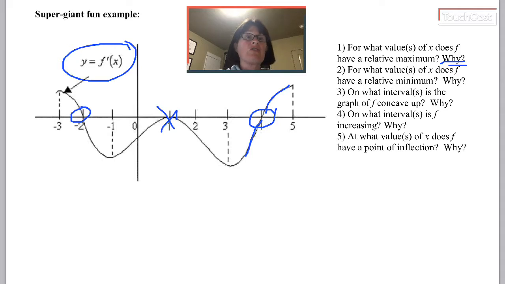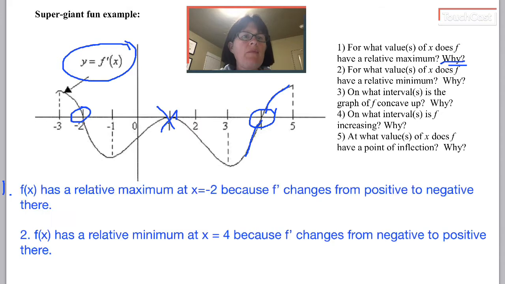So I'm going to write up my answers to 1 and 2. All right, there's my answers to 1 and 2. f of x has a relative maximum at x equals -2, because f prime changes from positive to negative there. And number 2, f of x has a relative minimum at x equals 4, because f prime changes from negative to positive there. So here's a good one.